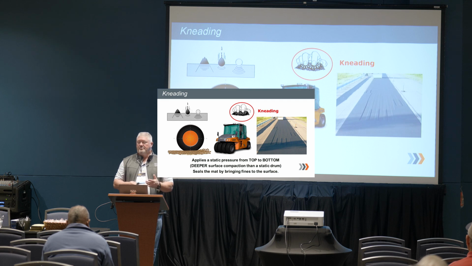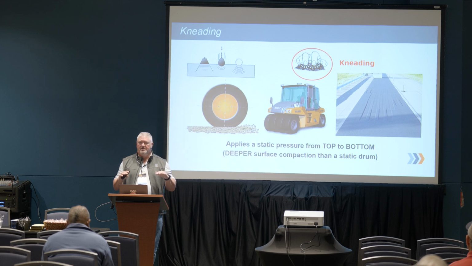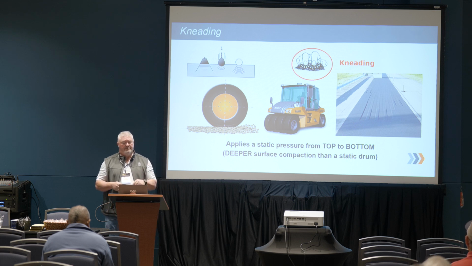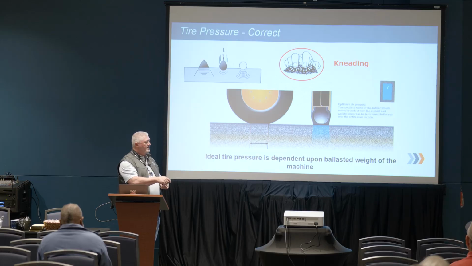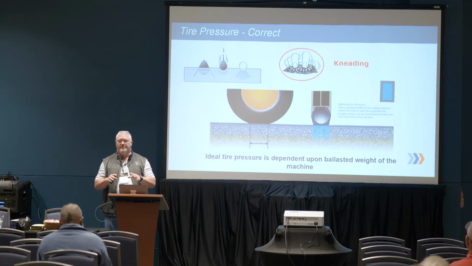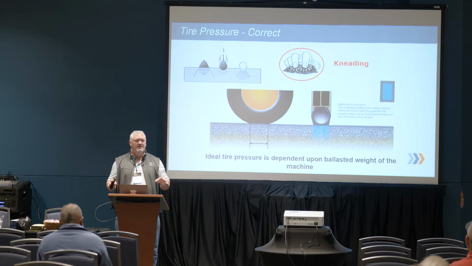It helps bring the fines up to the surface. It starts compacting from the top down. Once it gets compaction down below, it needs that material up to the surface, pulling the fines and sealing it off so that we don't have any moisture get back in there. The key to rubber tire rollers, though, is air pressure. We want to make sure we have the proper air pressure in those tires so that our contact area with the mat is even, so we get the proper kneading effect in between the tires side to side and front to back.